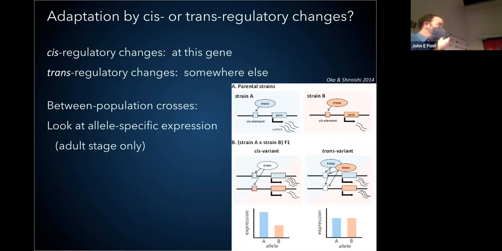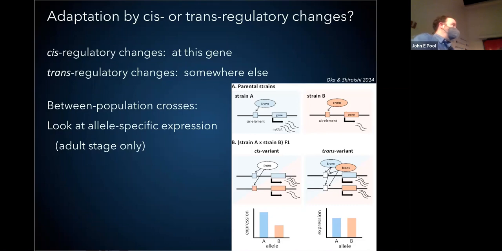And so, the way that we can study that is to do a cross between our 2 strains that have a different expression level. And if the cause is a cis regulatory variant, then we expect to see a difference in allele specific expression between the alleles from the 2 populations. The one with this promoter variant gets expressed more than the one with that promoter variant. Whereas if the cause of the parental strain difference was a trans factor, then the 2 alleles should actually be expressed the same in the F1.